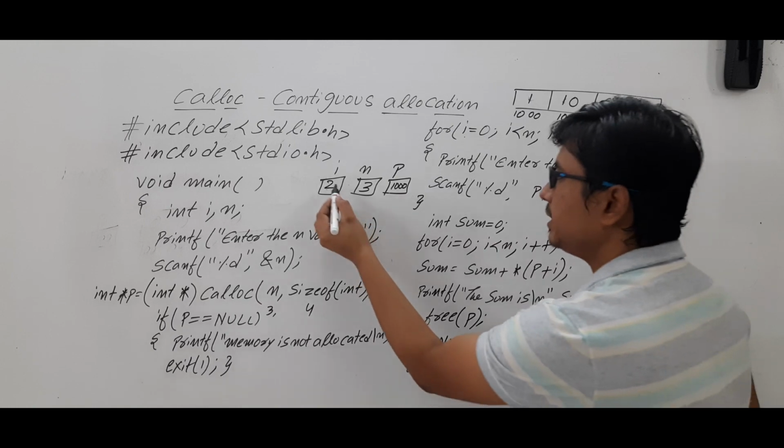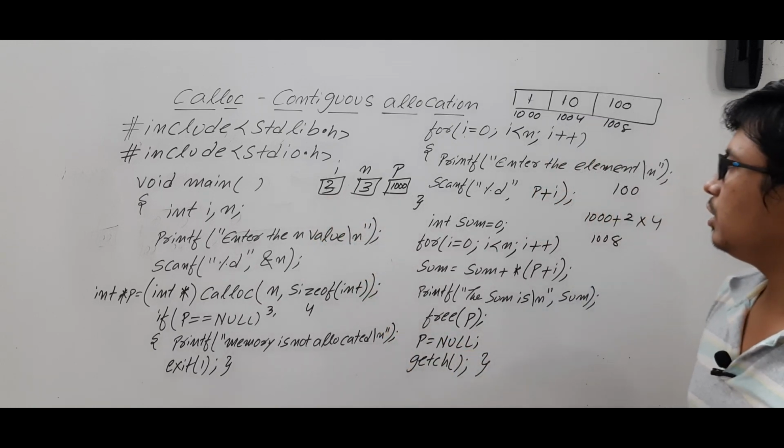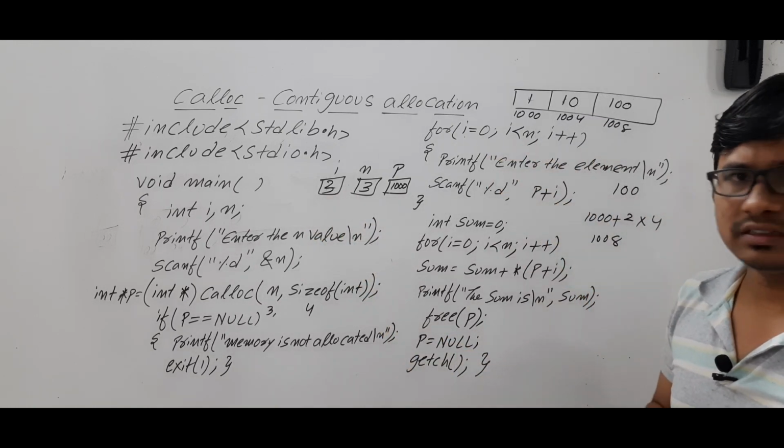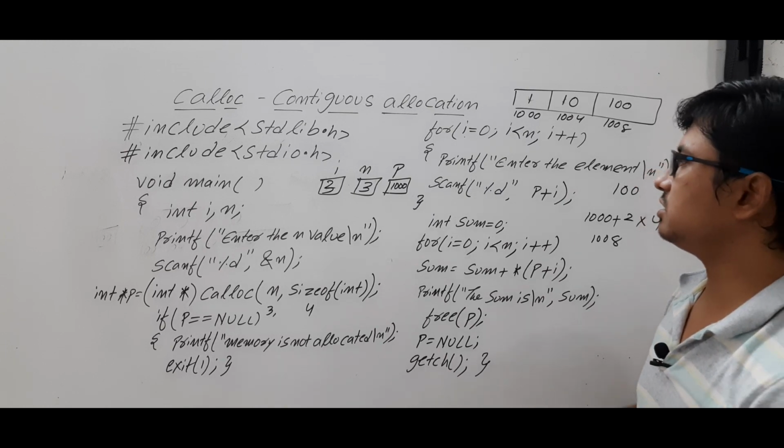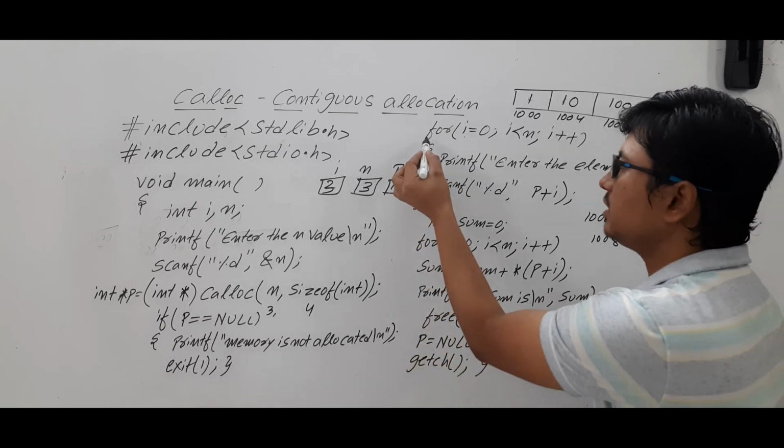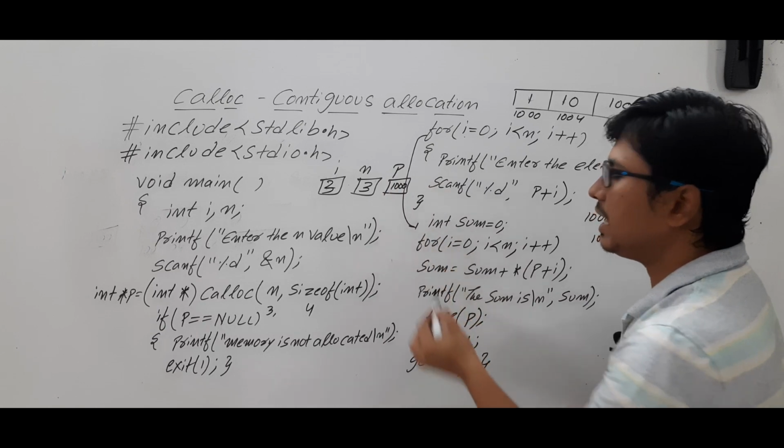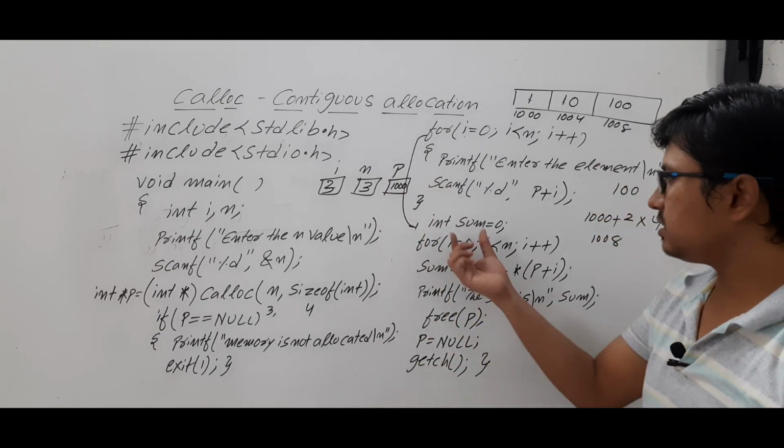Then the i value will be incremented. It will become 3. Now look at the condition. Whether 3 is less than 3? No, 3 is equal to 3. So the condition has failed. Once the condition has failed, it will come out of the for loop and it will execute the next statement. What is the next statement?